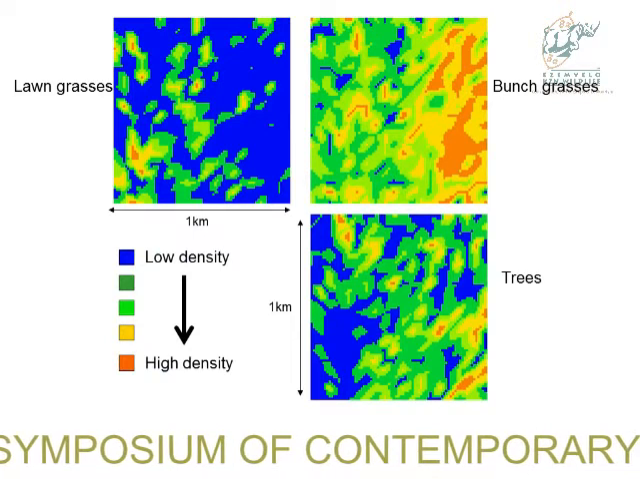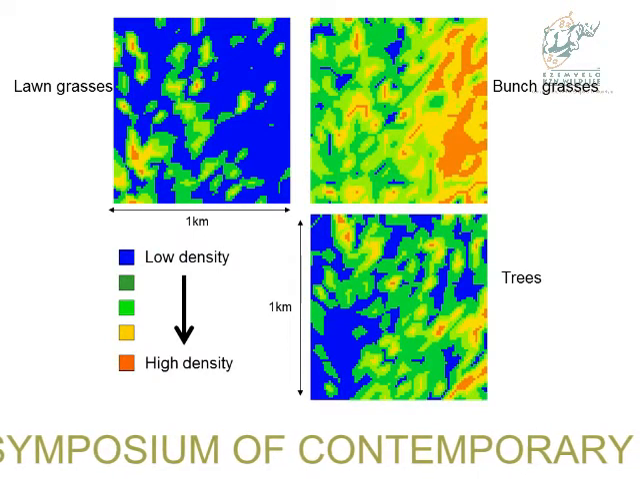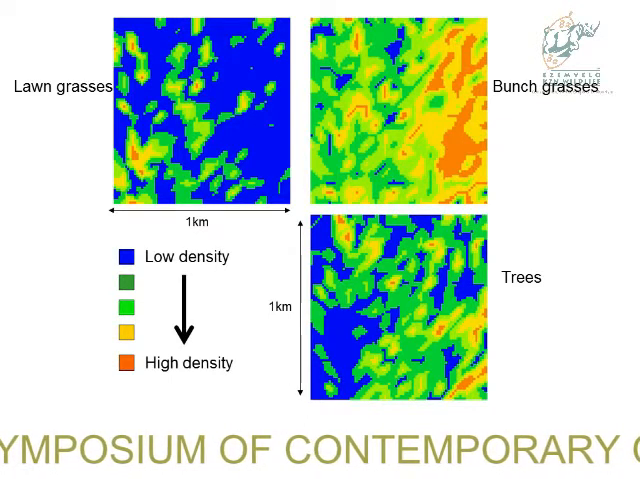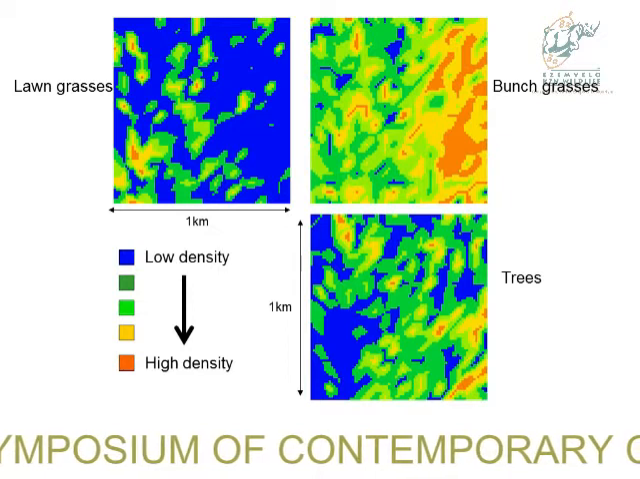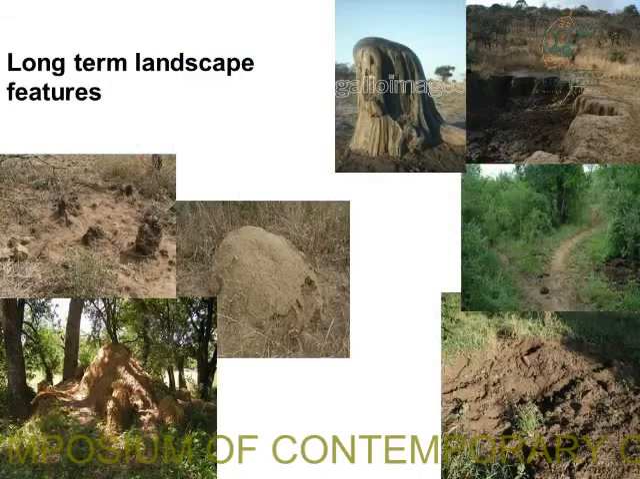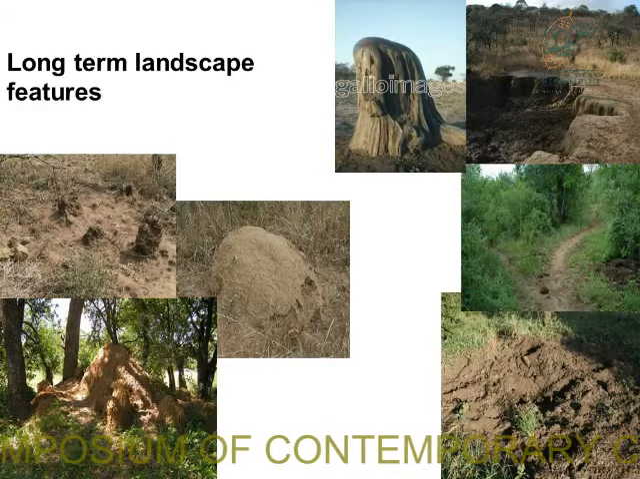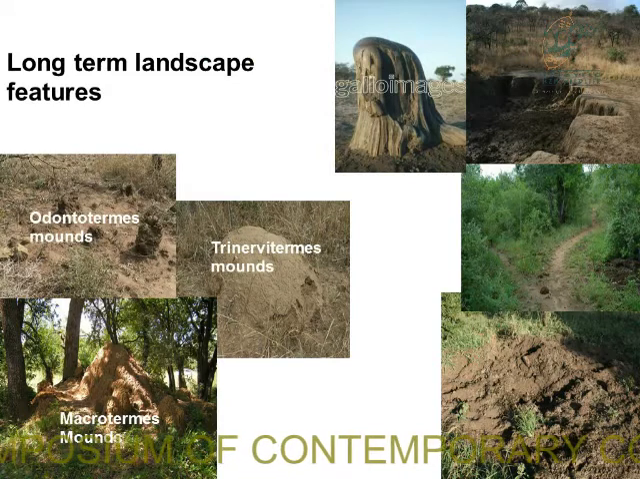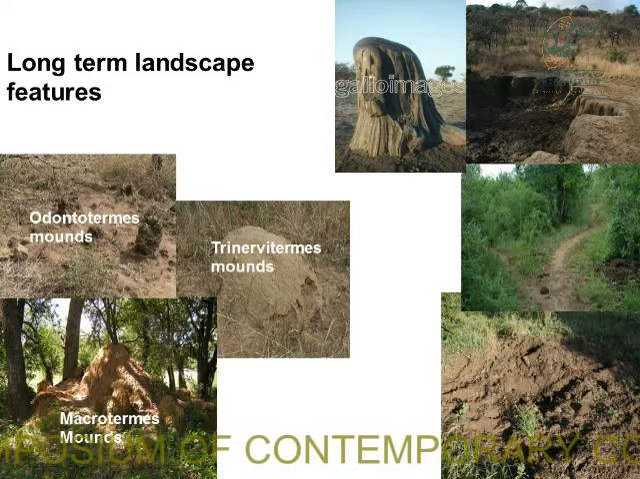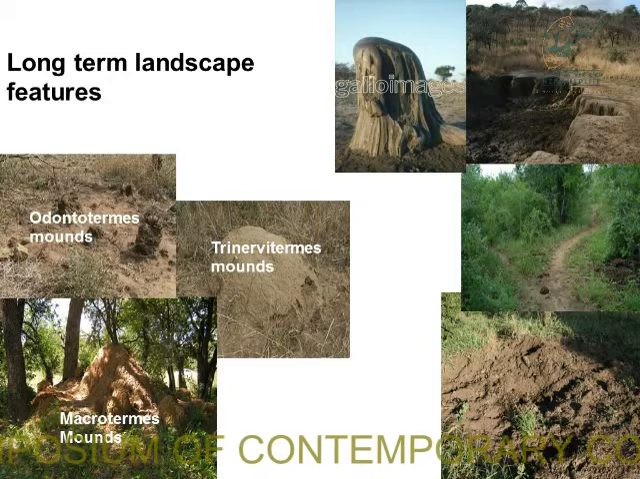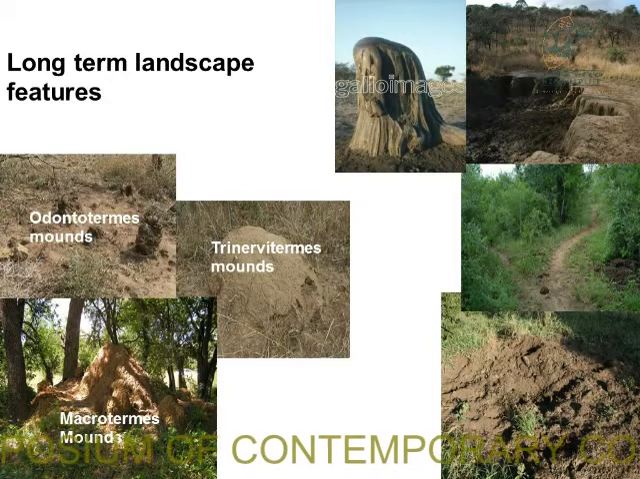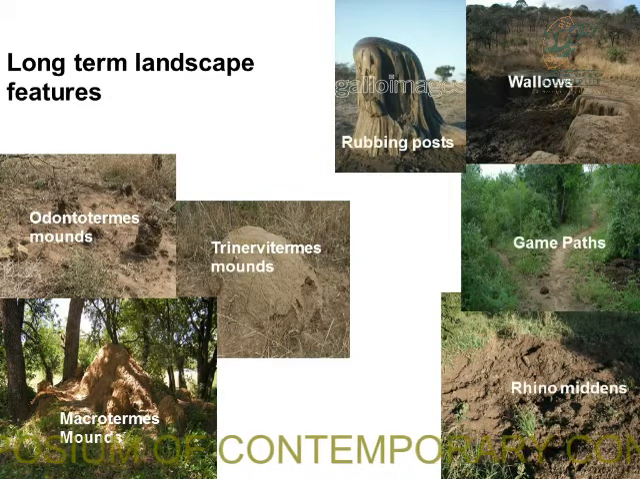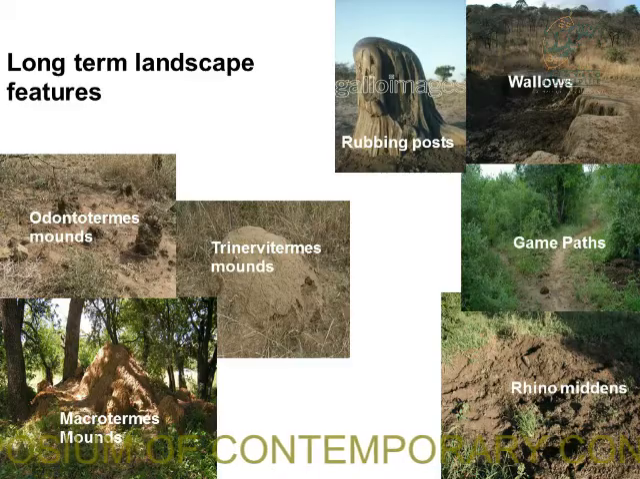So the blue is where there's not very much of that particular vegetation type, and the orange is where there's a lot. And I wanted to know, what is the relationship between this patchy vegetation and the features in the landscape? So I counted the presence in each of those 50 metre grid cells of these 3 termite mounds, the same termite mounds. And then I wanted to get an idea of how rhinos, large mammals, affect the area in long-term use. So I counted the presence of these infrastructure features in the landscape that I hope would give an indication of long-term use.